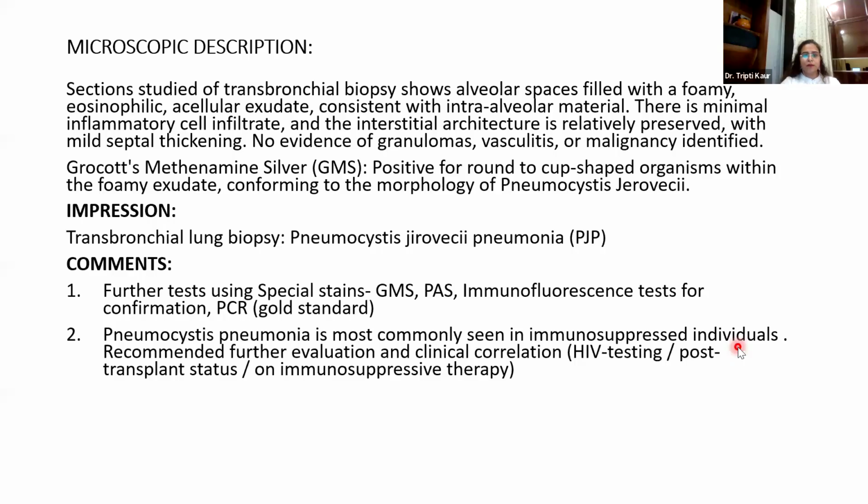So just mention that you need a PCR, which is a gold standard, if you don't have a GMS stain. Otherwise you can mention that this is just a simple and plain case of pneumocystis, and you can go for a PCR, which is the gold standard if clinically indicated. And if there is a history of immunosuppression, then it's fine. Otherwise, go for HIV testing or any other immunosuppression status.